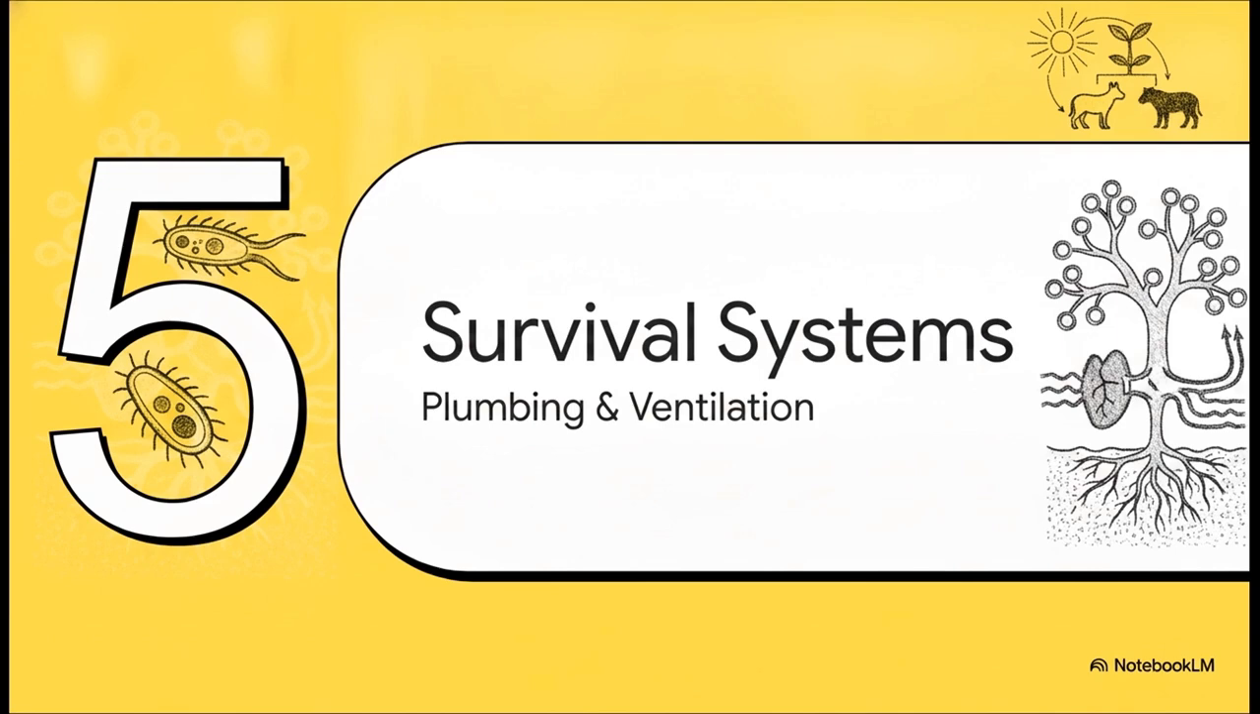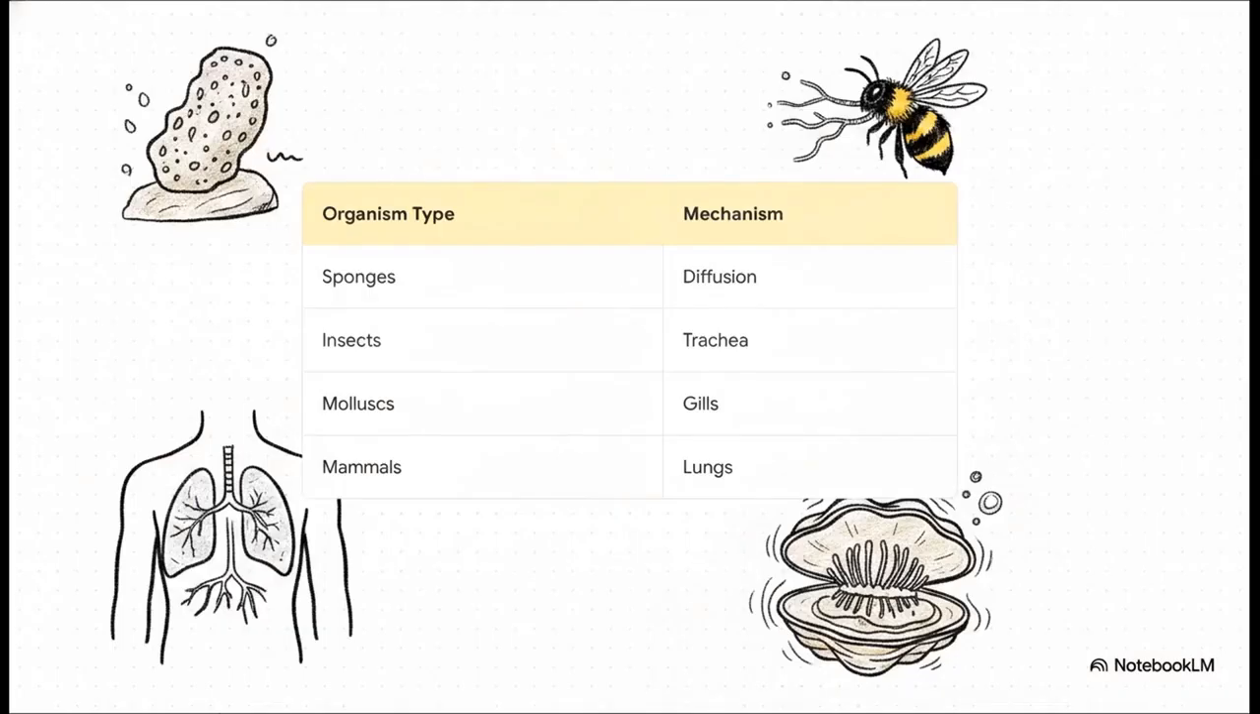Basically, the plumbing and ventilation. It turns out an animal's habitat and its level of structural organization completely dictate how it breathes. Simple organisms, like sponges and flatworms, don't need complex lungs at all. They just exchange oxygen and carbon dioxide by simple diffusion across their entire body surface.